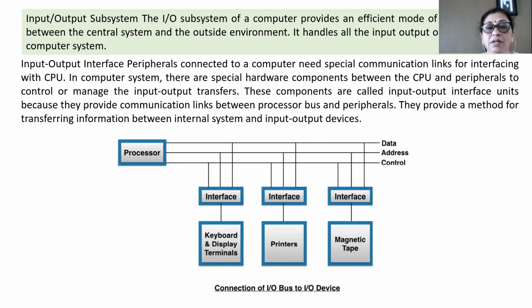External devices are connected to the central system with the help of what is called an interface. All input-output devices are connected to the central processor with the help of the interface using the data bus, address bus, and control bus. The way in which they are connected is shown in this block diagram.